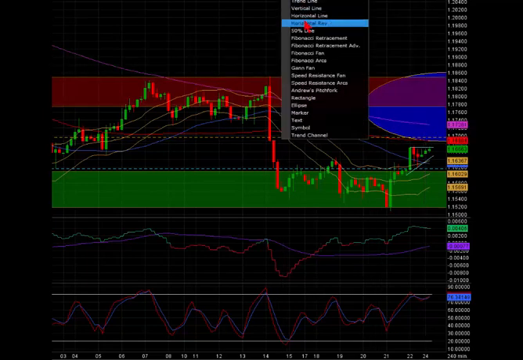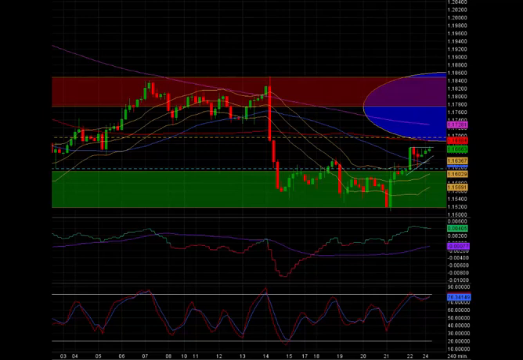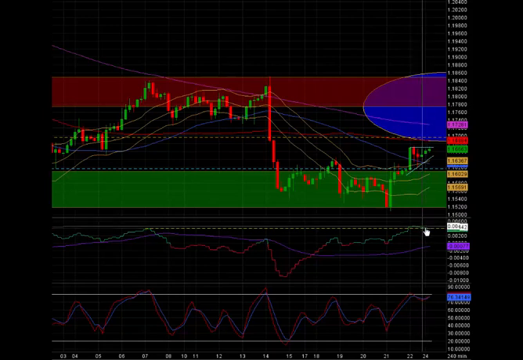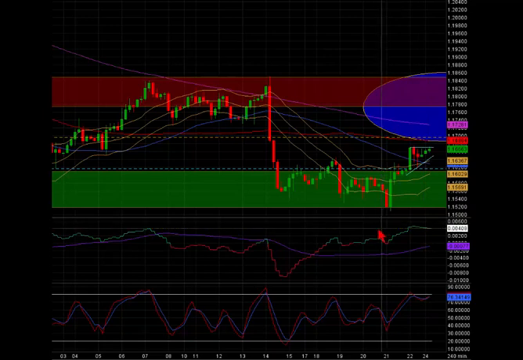So here's the other thing though. Let's check this out. We'll come over here to this high. Note this swing high right here. Let's draw a trend line. And notice how the indicator is holding that area as a swing low potentially. So we've got to keep an eye on that. That's what I'll be watching here.